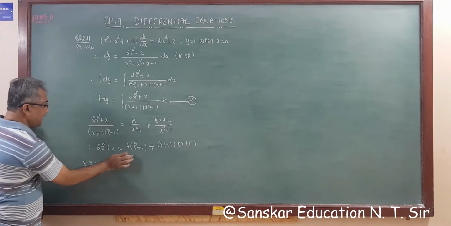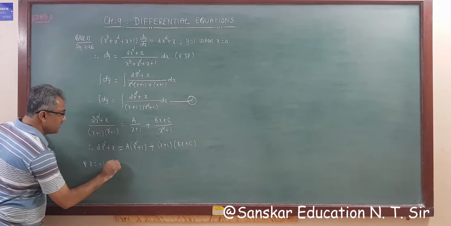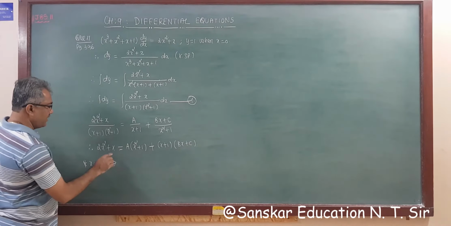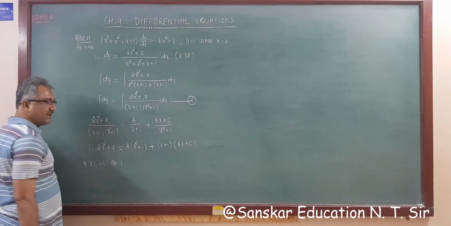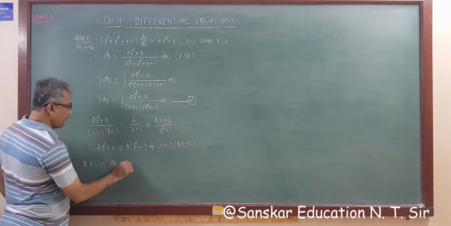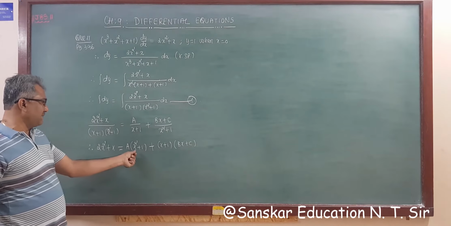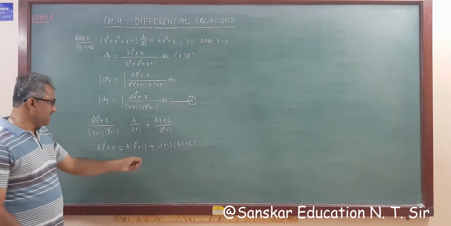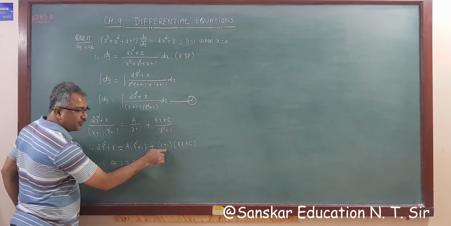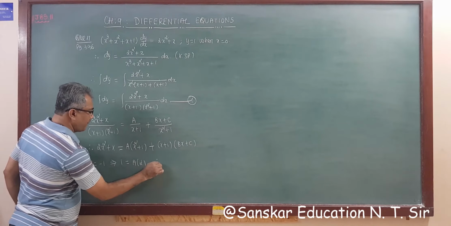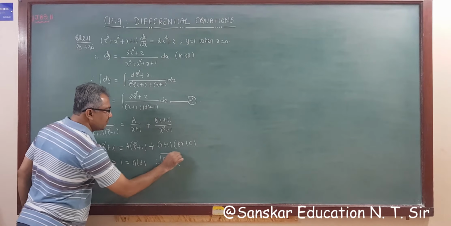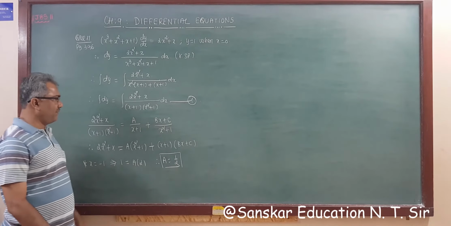So if we take x equal to minus 1, this implies (minus 1) whole square is 1, 1 into 2 is 2, and 2 minus 1 is 1, right? So 1 is equal to, now substituting x equal to minus 1, minus 1 square is 1, 1 plus 1 is 2, so this is a into 2, and the other term is 0, so therefore the answer of a will be half. So we get the first constant a equal to half, right?